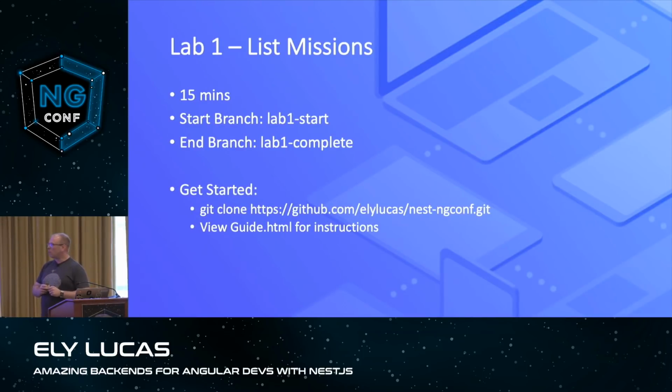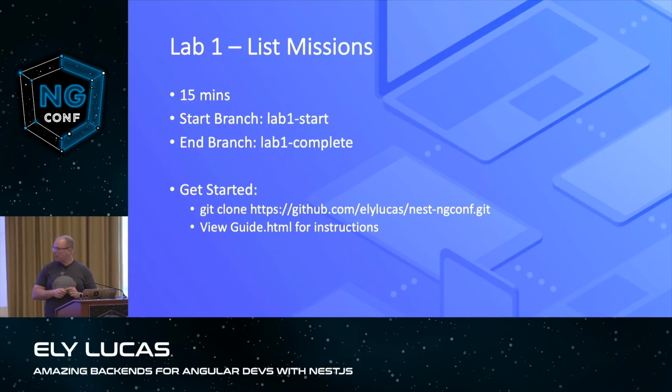So here we are at lab 1. If you didn't get the Git repo yet, there's the URL again for it. In this, we're going to take 15 minutes as soon as we start. And all the labs are broken apart into branches inside of Git. So you can do lab 1-start to be at the beginning point, or if you just want to jump to the end, you can do lab 1-complete to get to the end point. And all the other labs are going to follow that same concept.